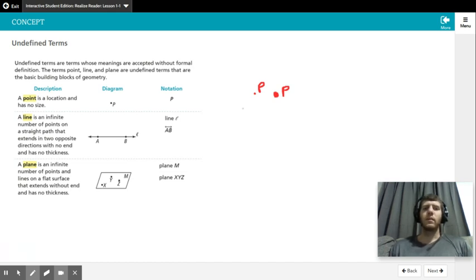Okay, and then a line is made up of an infinite amount of points that extend in two opposite directions. So if we have points A and B, one way to think about this is you can always put a point in between. So we can put a point C in between A and B. We can put a point D in between A and C, right? And we put a point E between A and D, and so on. So we can keep putting more and more points between each two other points.